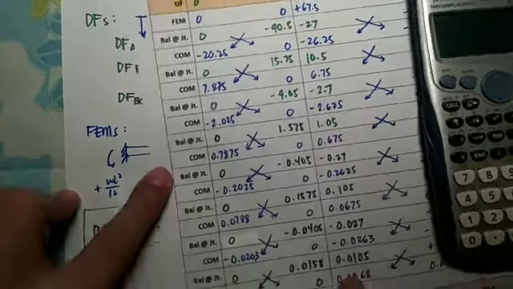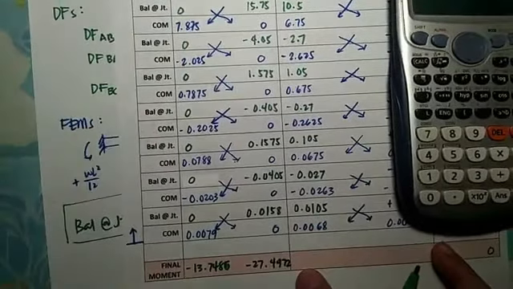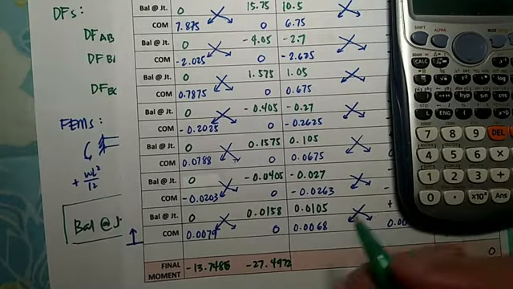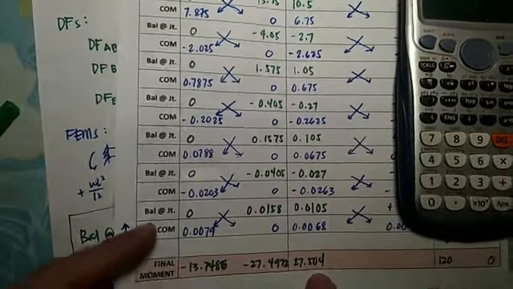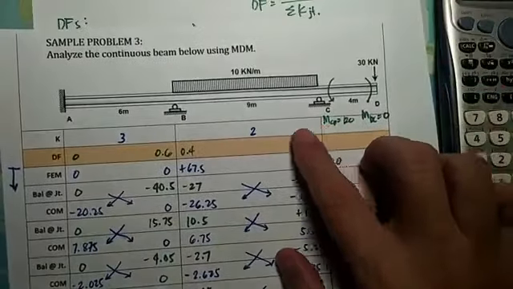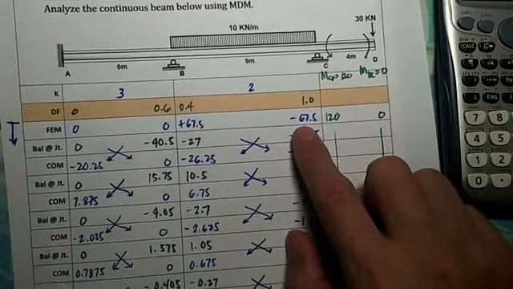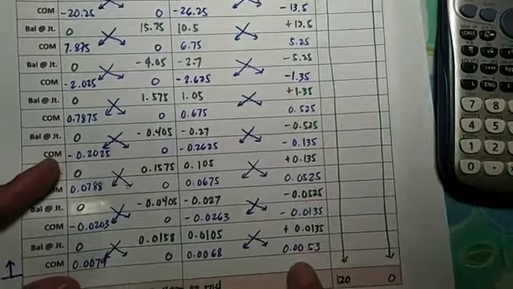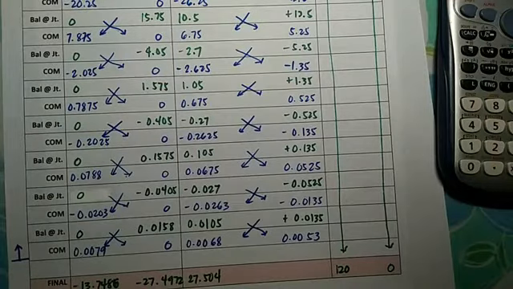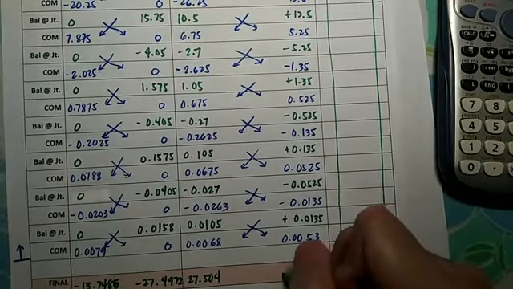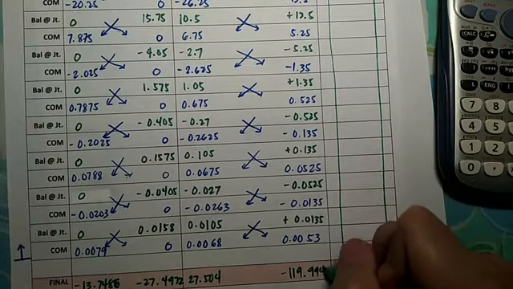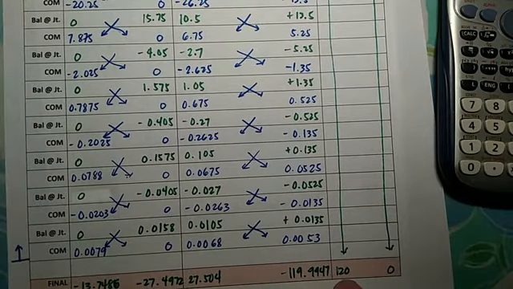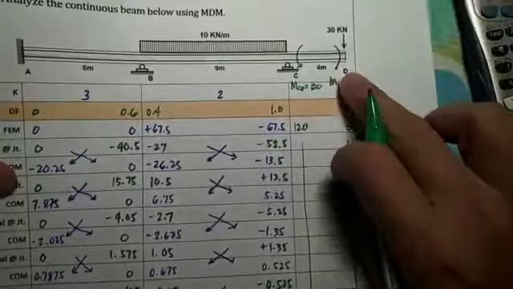dire-diretso add mo yan. Pagka sinum up mo lahat yan, it would give you positive 27.504. Then, if we sum up naman for CB, so from negative 67.5 hanggang 0.0053, the summation of that would give us negative 119.9947. So that's roughly the same with the 120. Okay, so again, for CD, we have 120, and for DC, we have 0.